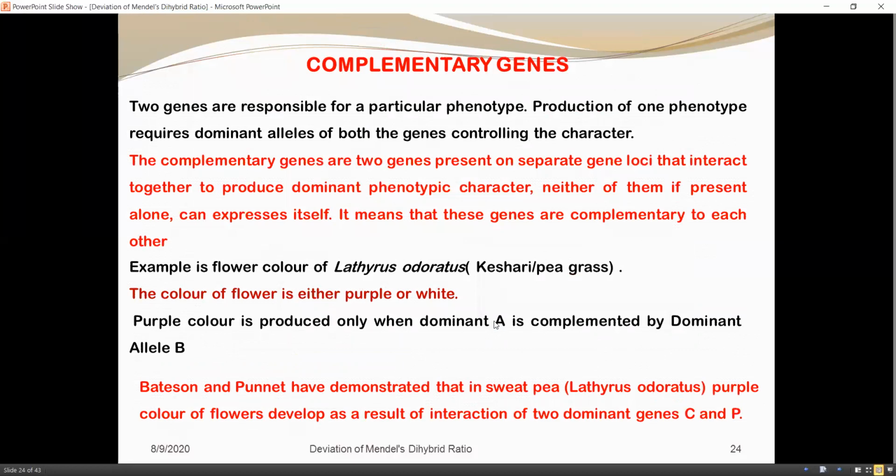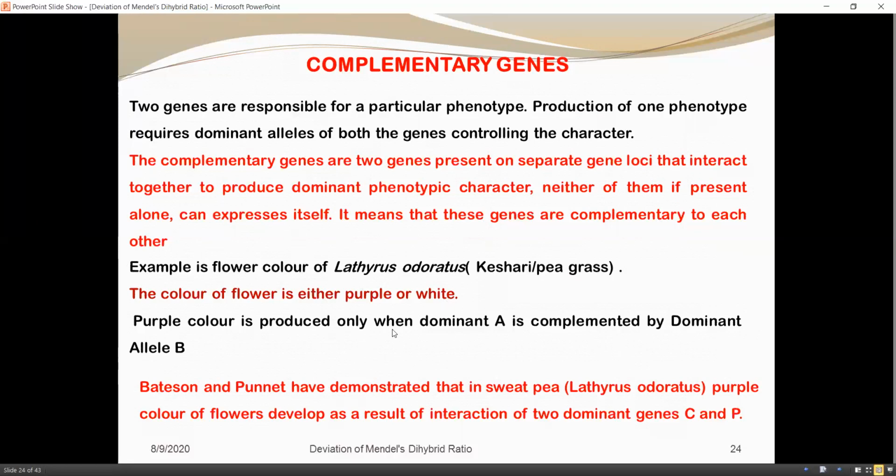Now let us see another example, that is complementary gene, and here the ratio will be 9:7. Two genes are responsible for a particular phenotype. Production of one phenotype requires dominant alleles of both the genes controlling the character. The complementary genes are two genes present on separate gene loci that interact together to produce a dominant phenotypic character. Neither of them, if present alone, can express itself. It means that these genes are complementary to each other.